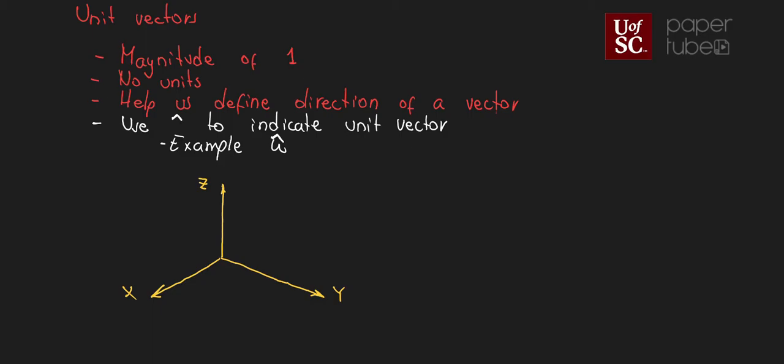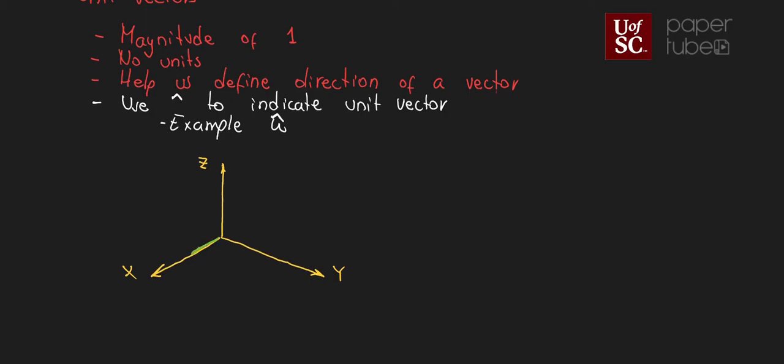Along the x-axis, we're going to call it i hat, my unit vector. Along the y-axis, I'm going to call it j hat. And along the z-axis, you probably guessed it already, it's going to be my k hat.